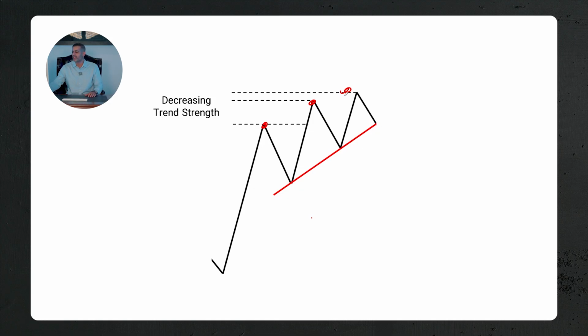The first top formed here with this much distance between them, and the third top formed here with this much distance. This clearly shows you the weakness of the trend, but what are you missing? Here, what you're missing is the break of the upward trend line, which can happen here, and after that, I want to teach you how to trade.